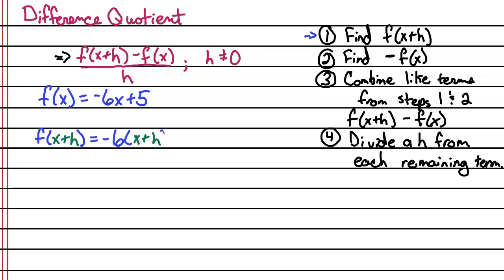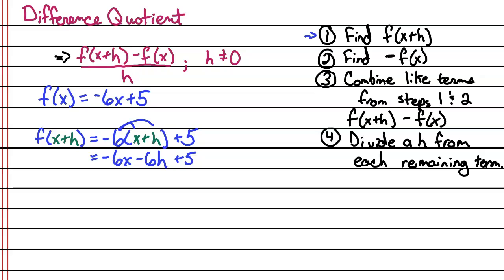So I've replaced my x with this x plus h. Then I'm going to distribute this negative 6 in here. So I get negative 6x minus 6h, and I still have a plus 5. So you'll notice that when I did this, this x went away, and it became an x plus h. Now I've distributed. So this is step 1.